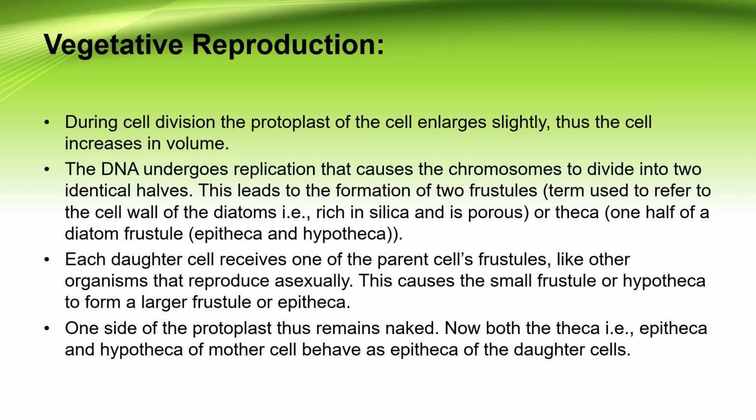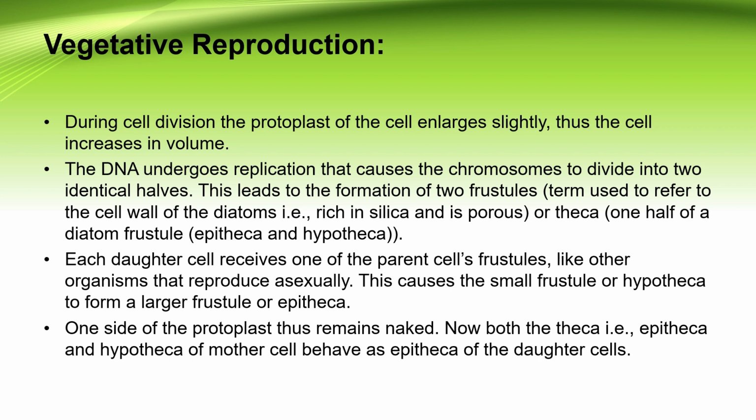Next. So, vegetative reproduction. During cell division, the protoplast of the cell enlarges slightly, thus the cell increases in volume. This is the general thing where the cell has to increase in size before it undergoes binary fission. So, the next step is the DNA undergoes replication that causes the chromosomes also to divide into two identical halves, and this leads to the formation of two frustules. That is the term used to refer to the cell wall in diatoms. And so this leads to the formation of two frustules or theca.